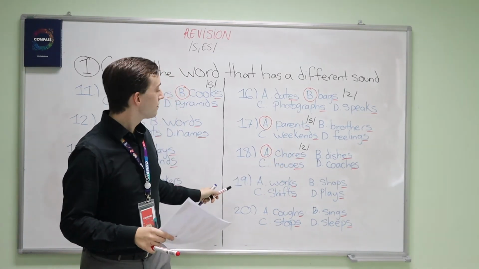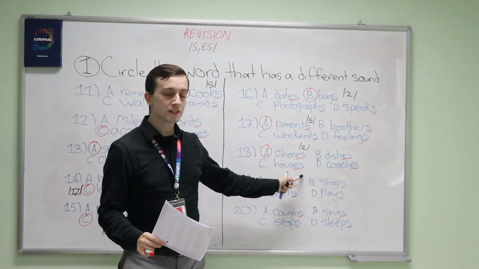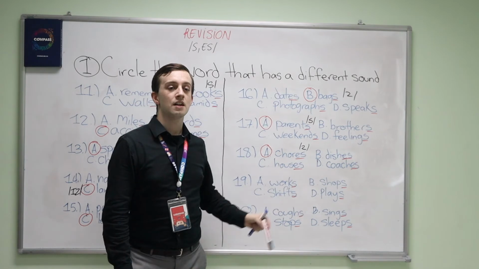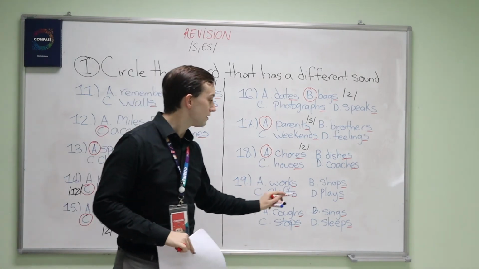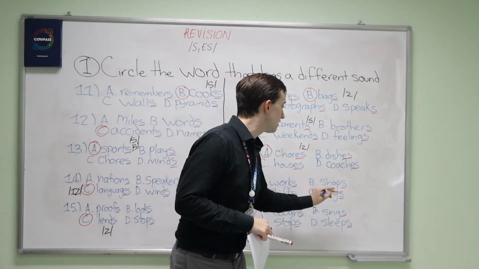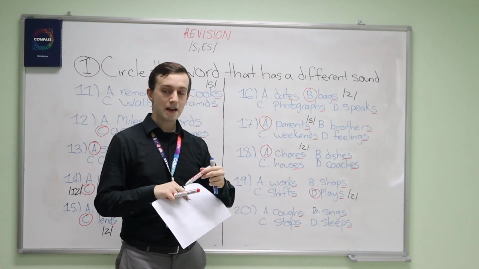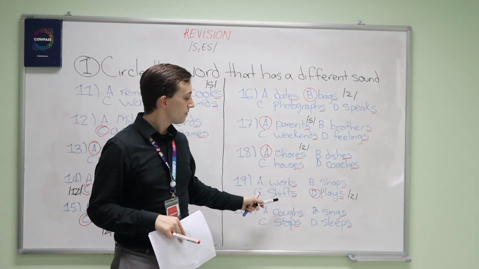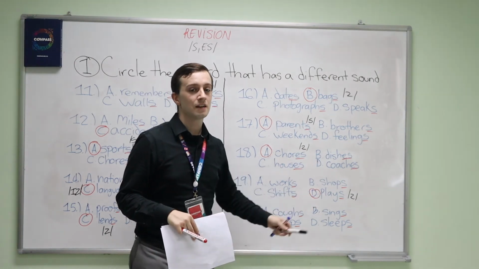Question 19 now. The words are A, works, B, shops, C, shifts, and D, plays. Question 19, the answer is D. D is different because D, letter S makes the sound Z. But in A, B, and C, S makes the sound S. Works, shops, shifts, and here a different one, it's plays.